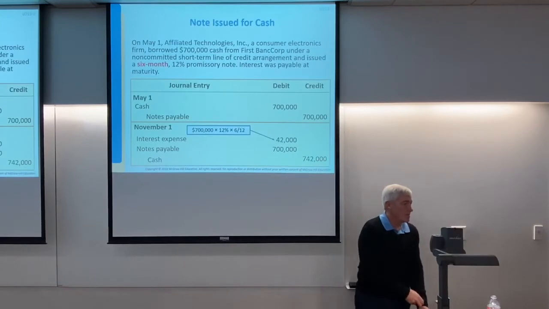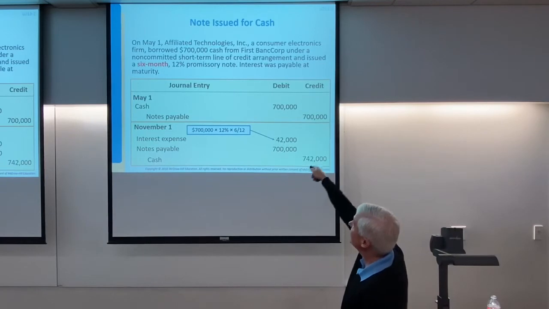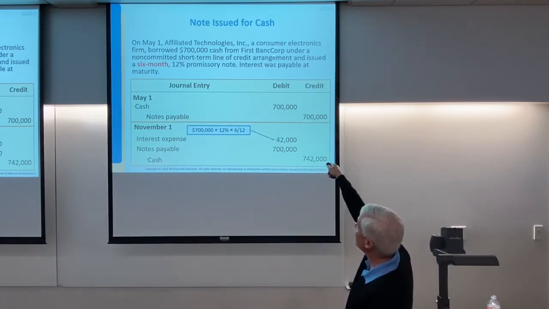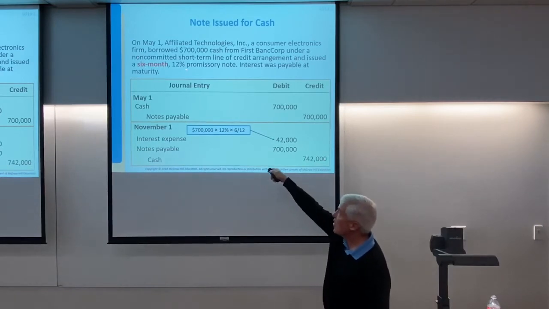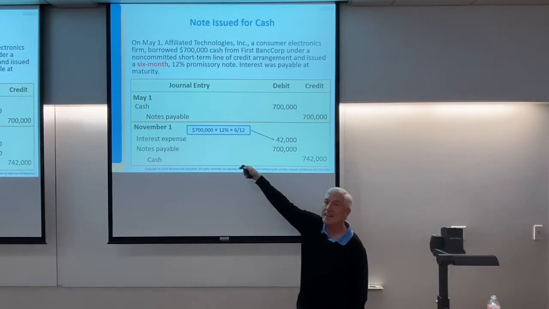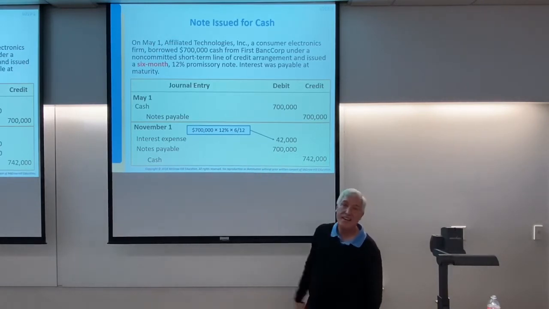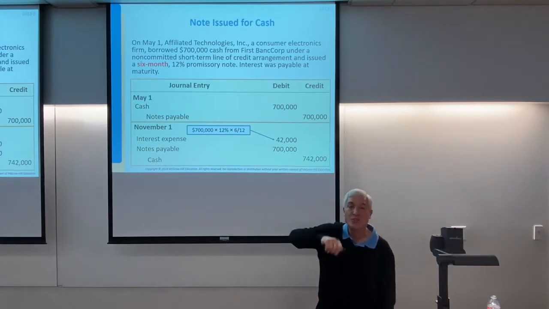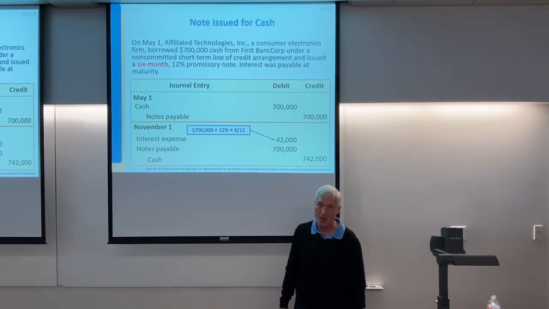So here's a simpler note. Here's a $700,000 borrowed in cash from First Bank, and it's a 6-month, 12% promissory note. So that doesn't mean that we're going to pay 12% over 6 months. How much are we going to pay? 12% divided by 2, because that's a half year, we'll pay 6% interest on that, right?